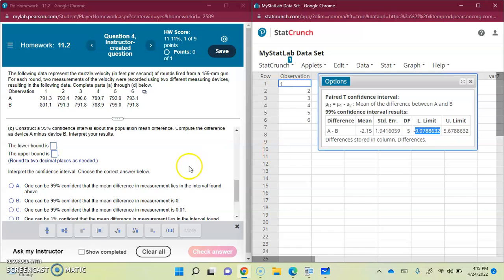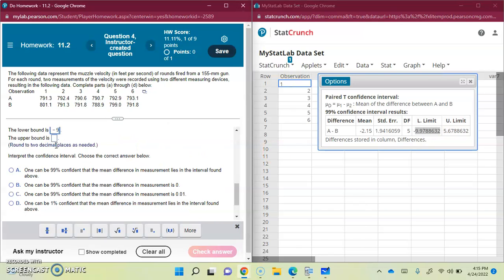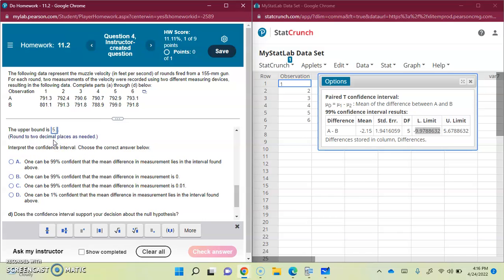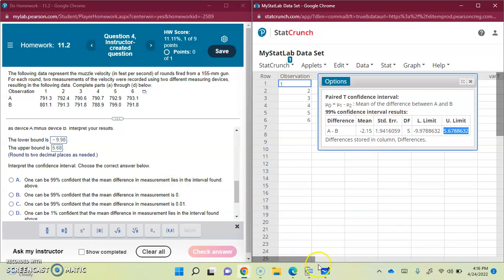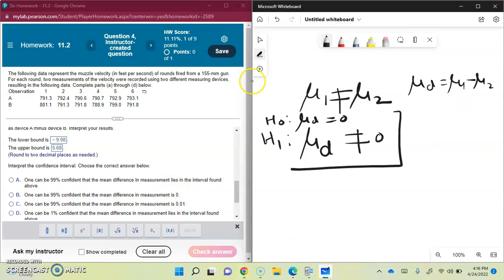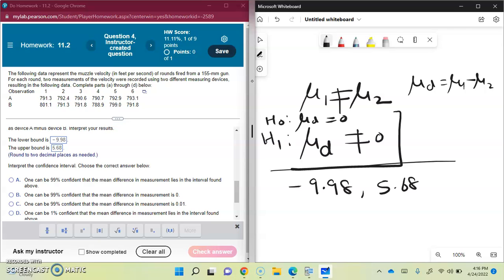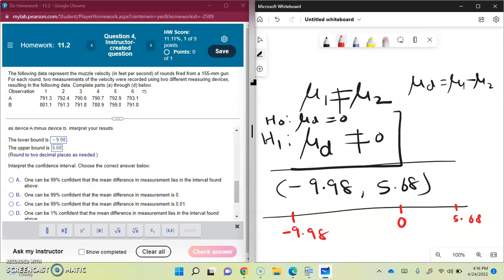The lower limit is negative 9.98, two decimal places, and the upper limit is 5.68 to two decimal places. This is it, and I'm just rounding it to the second digit. What does it interpret? So let's write it down here. Our confidence interval is coming from negative 9.98 to 5.68. So if you see on the number line, these two values, negative 9.98 and somewhere there is 5.68, and obviously 0 is coming in between, right?